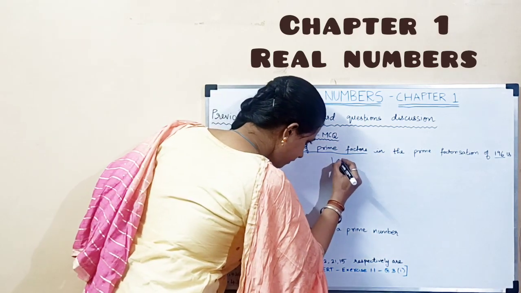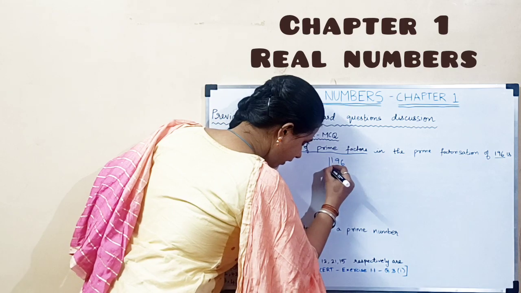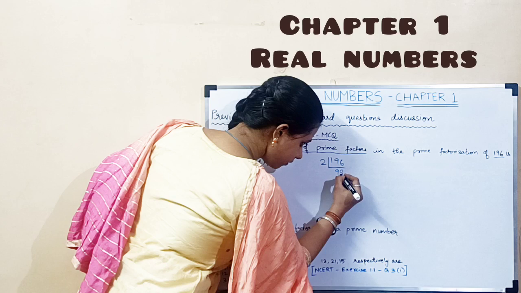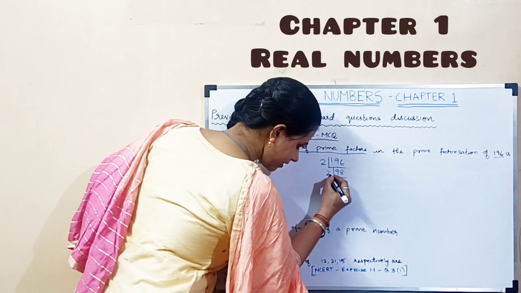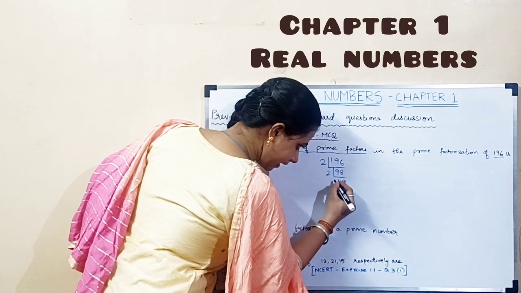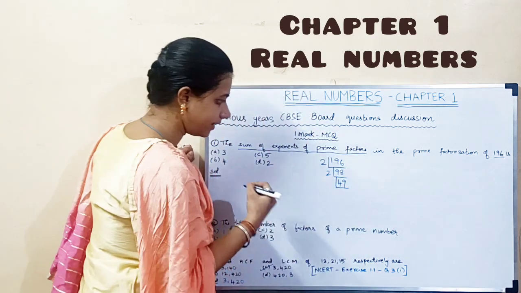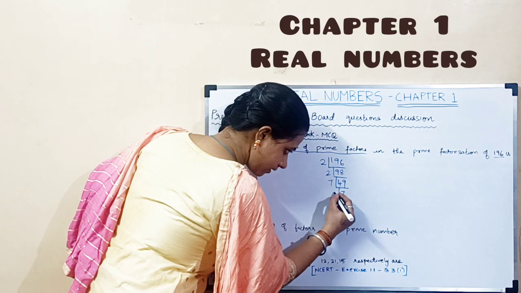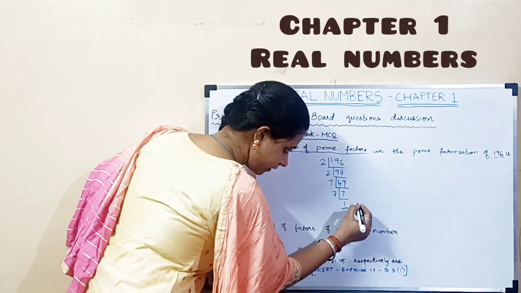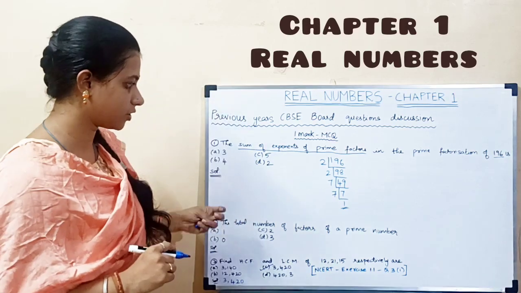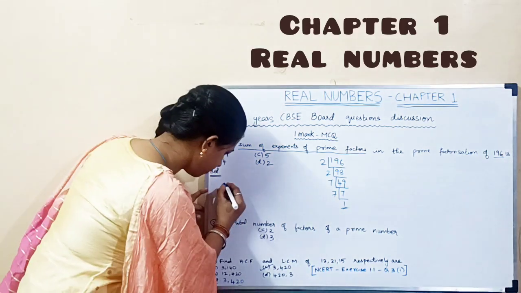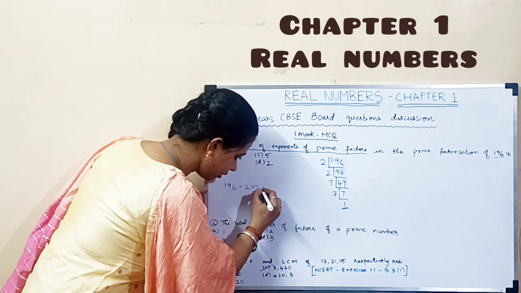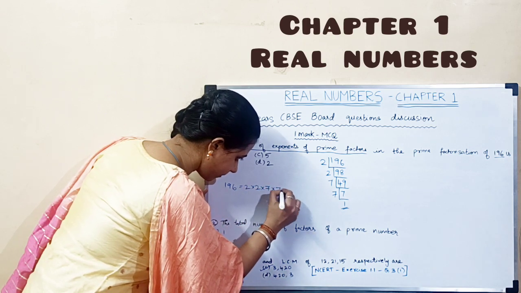196 is an even number, so it will be divisible by 2. Again it is an even number. 2 into 49 is 98, and 49 is 7 into 7. 7 is a prime number, so here we stop the prime factorization. So we can represent 196 as 2 into 2 into 7 into 7.